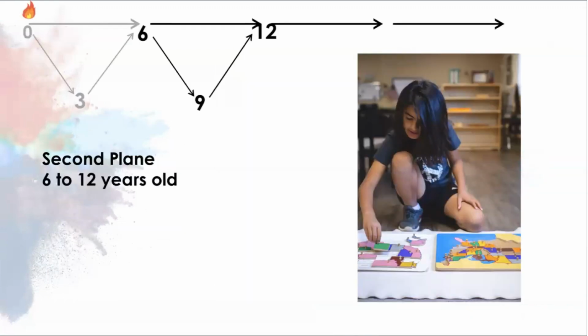All right, so the second plane moves into elementary age. In a Montessori school, those kindergartners through 6 are in the classroom with the 3, 4, and 5-year-olds. And then they move into the elementary classroom when they're 6. In my classroom, I see that in the spring, those kindergartners are ready to move on. They start changing. They're more social. They repeat less, things like that that we start seeing when we get to the second plane.